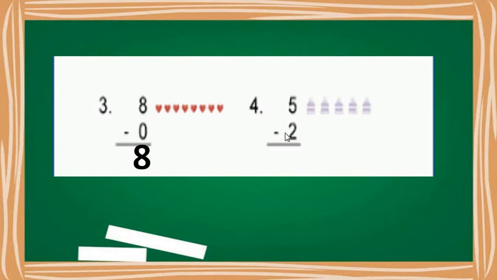5 minus 2. I should cross out 2 objects out of given 5 objects. Let's do it. 1, 2. Now see how many objects are remaining there. 1, 2, 3. 5 minus 2 is equal to 3.